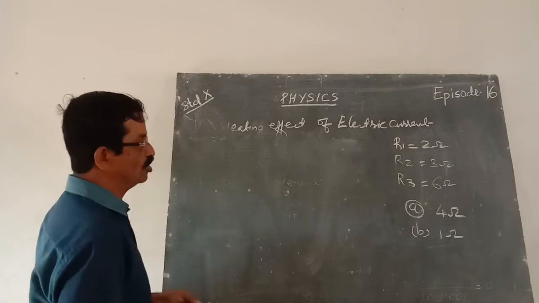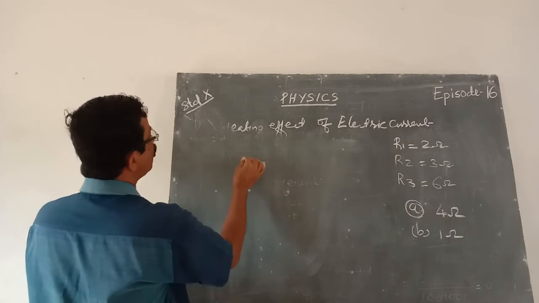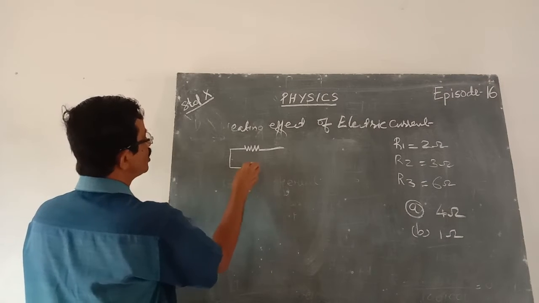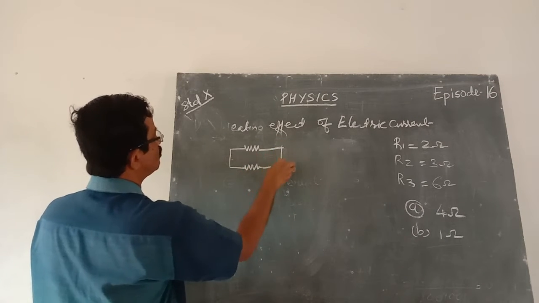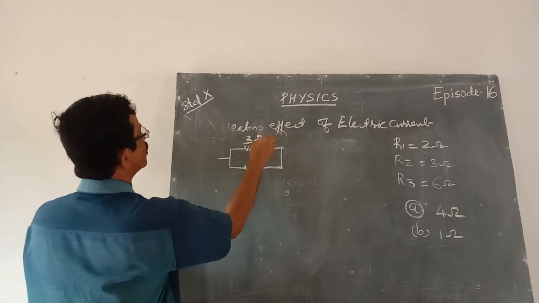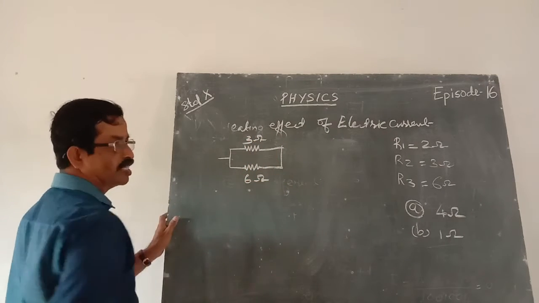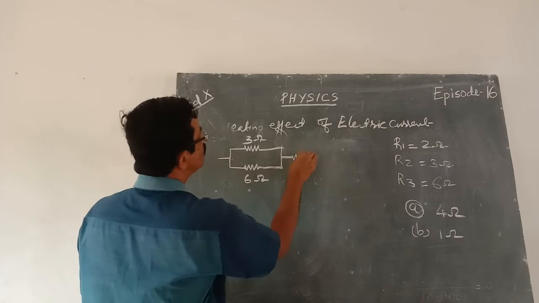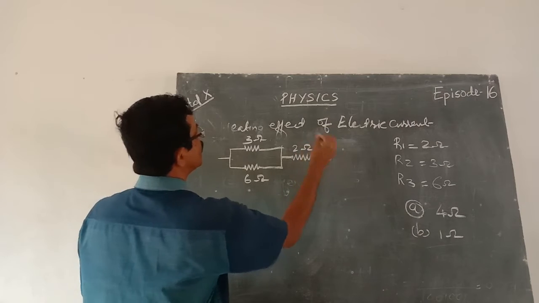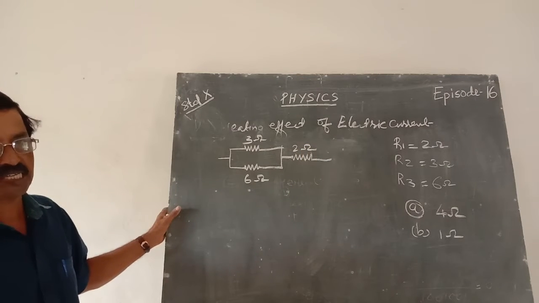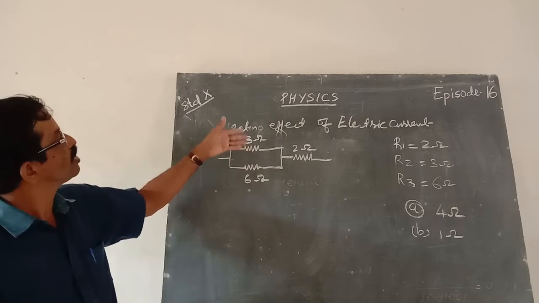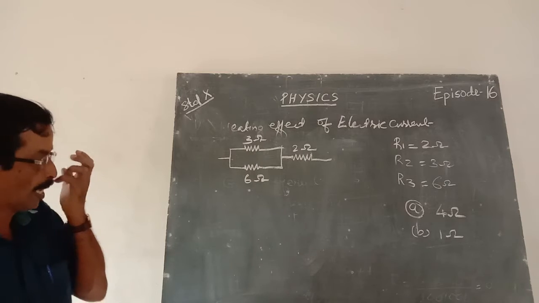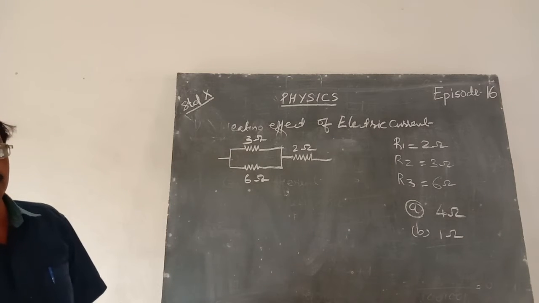See, first of all we are going to connect this 3 ohm and 6 ohm resistance in parallel, then to it the 2 ohm resistance is connected in series. Now we can calculate what the total resistance in the circuit is. How much is the total resistance now in the circuit?